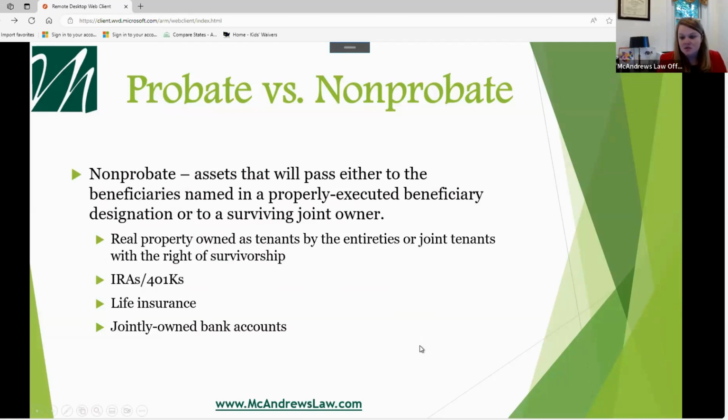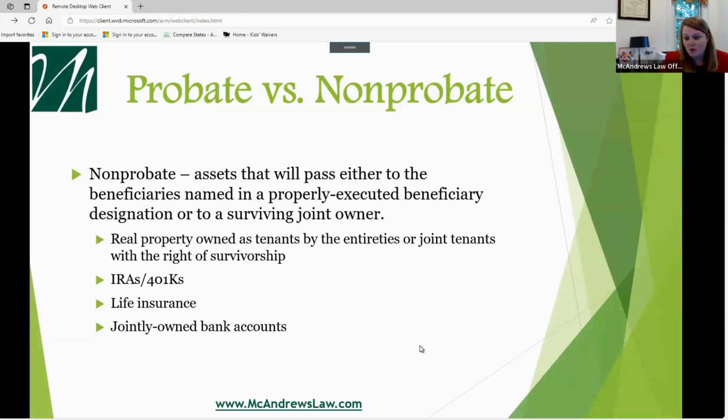Non-probate assets. So non-probate assets are assets that are going to pass to beneficiaries that are named in a properly executed beneficiary designation form. Those forms are usually with the financial organizations that manage whichever type of account we're talking about. So whether it be MetLife, the life insurance company, or whoever is managing a retirement account, so Vanguard or Fidelity, one of those.